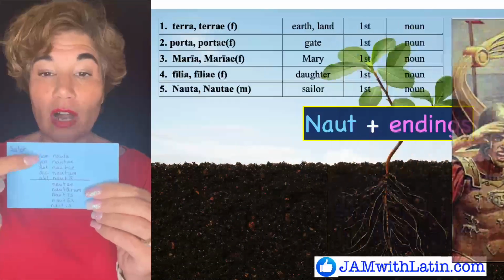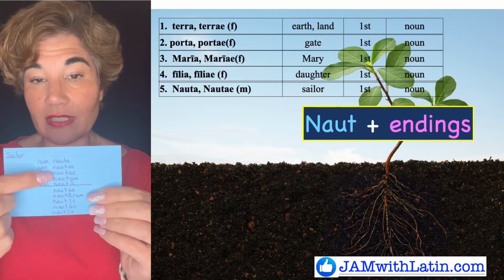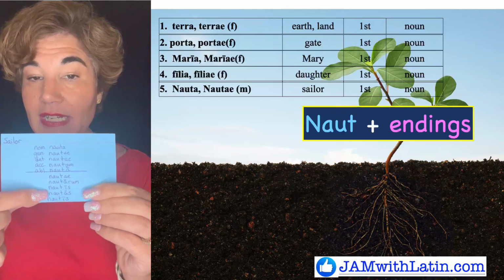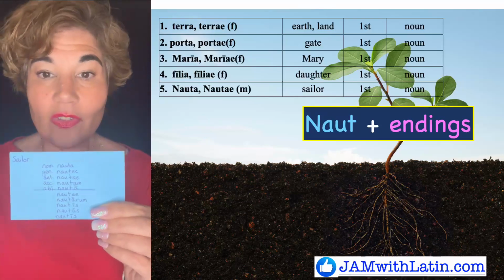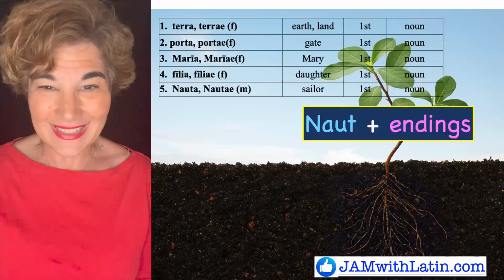Okay? So our singular and then our plural. Nauta, nautae, nautae, nautam, nauta, nautae, nautarum, nautis, nautas, nautis. So the only thing different is the color of the card. Everything else is exactly the same.